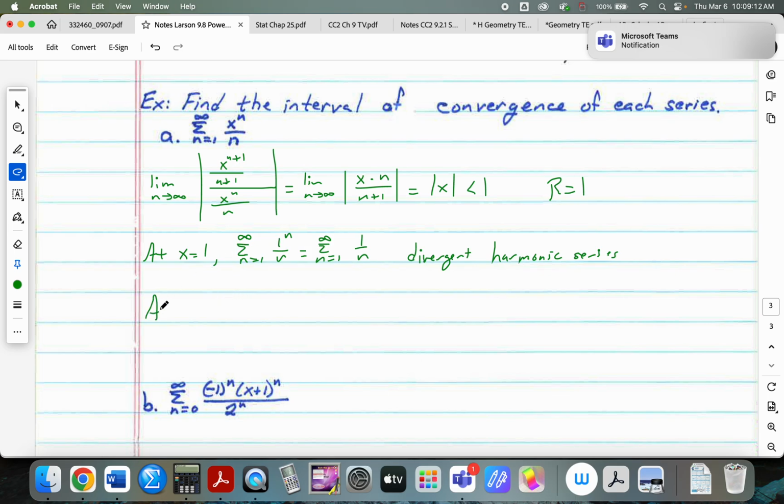At x equals negative 1, we'll have the summation as n goes from 1 to infinity of negative 1 to the nth over n, which we also recognize. This is the convergent alternating harmonic series. So my interval of convergence includes negative 1 but excludes positive 1.